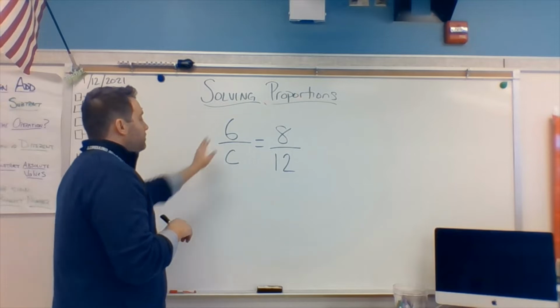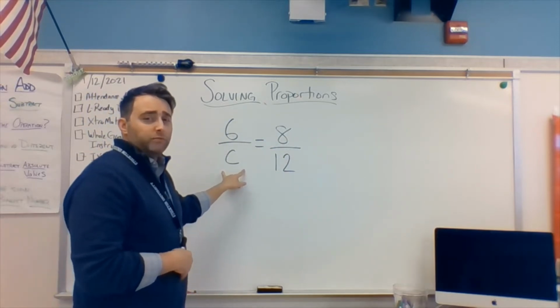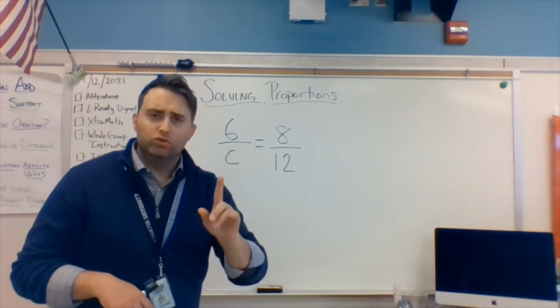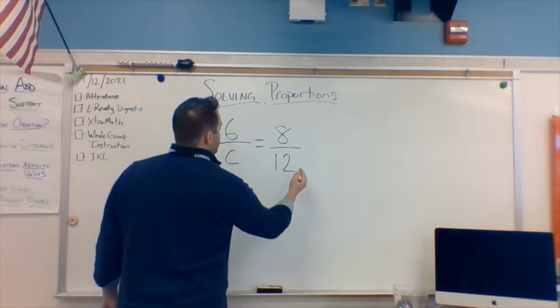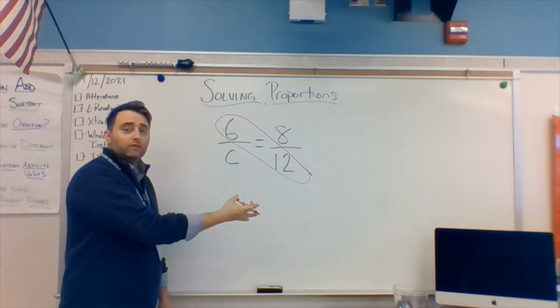When we did a previous way, we cross-multiplied to see if they were equal. Can't cross-multiply now because I have a c. Don't multiply with that variable, okay? Leave the variable alone. So what I'm going to do is cross-multiply what I can cross-multiply, okay?